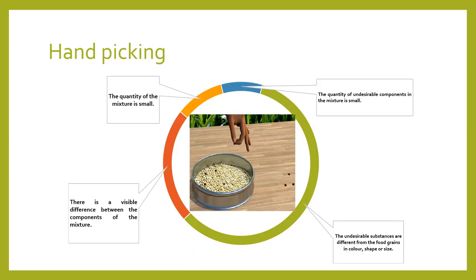Hand picking method can be used only when the quantity of the mixture is small. The quantity of undesirable or unwanted components in the mixture is small. There is a visible difference between the components of the mixture. The undesirable substances should differ from food grains in color, shape, or size.